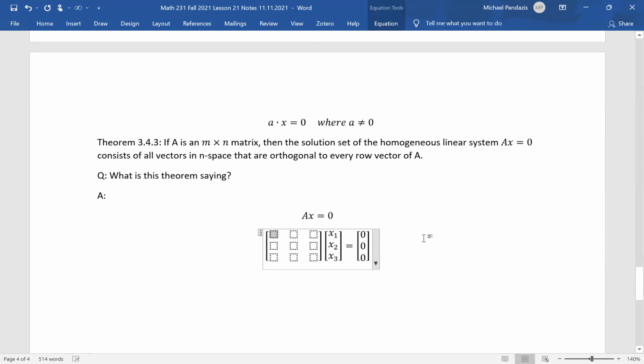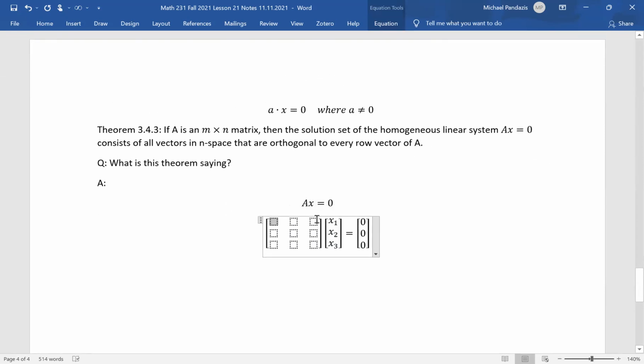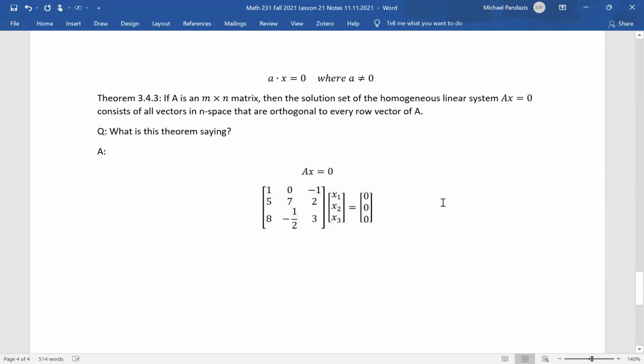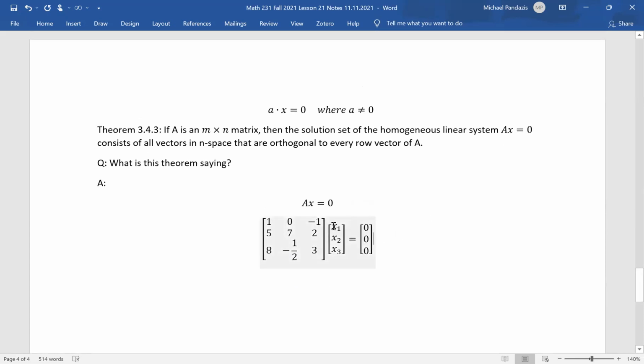So let's say you're given a homogeneous linear system whose coefficient matrix A looked like this. Okay, so let's say we have this weird coefficient matrix here. It's saying that all the possible vectors, 3-tuples (x1, x2, x3) that you can plug in here, form the space of all vectors that are orthogonal to each and every row of matrix A.